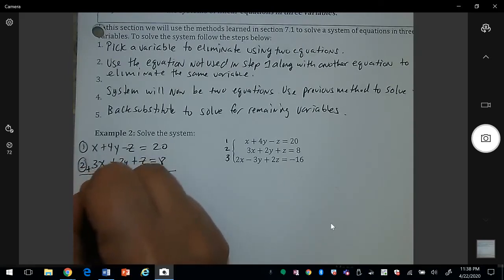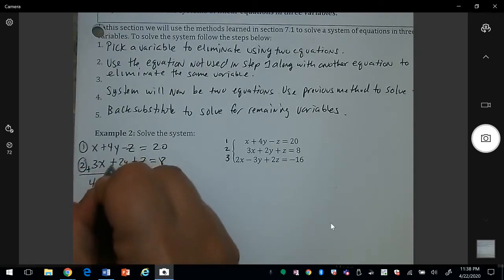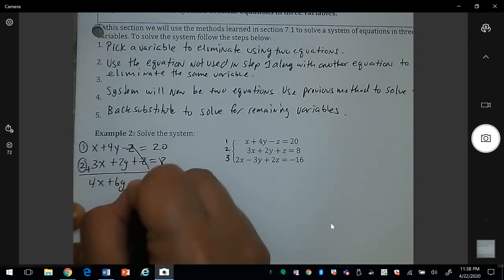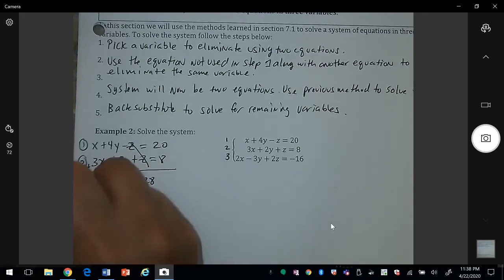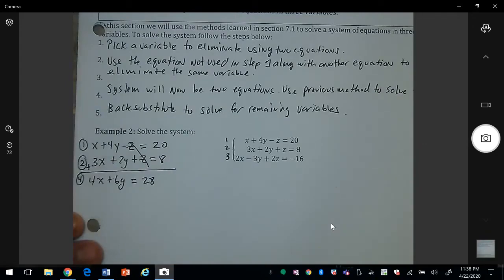So x plus 3x is 4x. 4y plus 2y is 6y. My z's will become 0. 20 plus 8 is 28. So I'm going to call this equation number 4, since it creates a new equation.